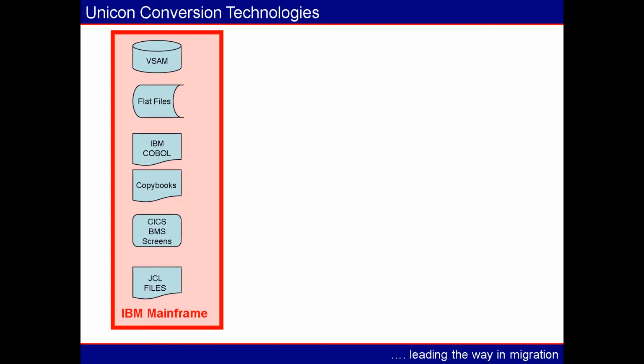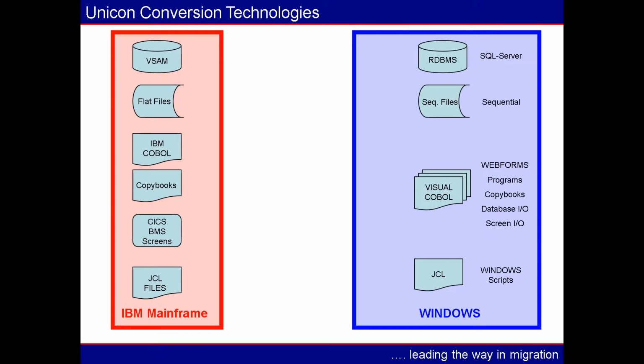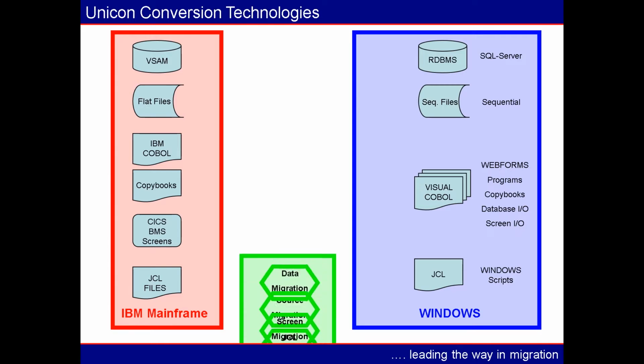In this example, the customer's current components are VSAM files, COBOL programs, BMS screens running in the CICS region, and JCL files to perform the batch jobs. The new Windows platform is to use SQL Server tables, ASPX web form screens, serviced by an IIS web server, Visual COBOL programs, and .bat to run the batch jobs.